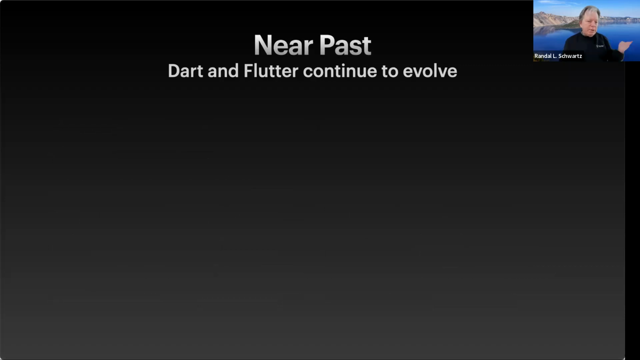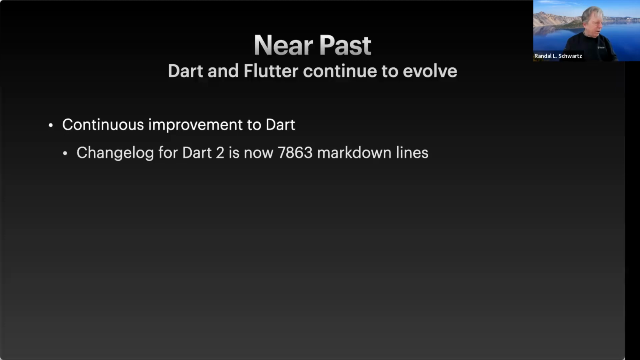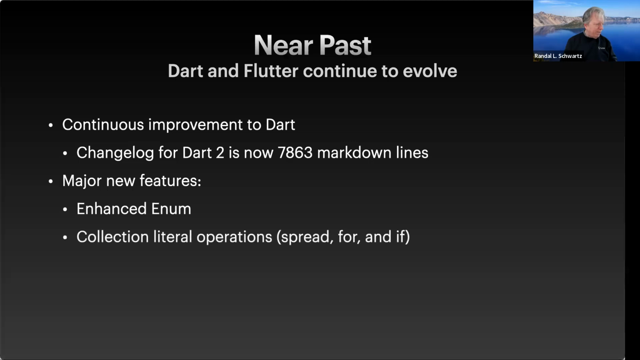So as Dart and Flutter continue to evolve, we keep seeing continuous improvement to Dart. And just as a metric, the changelog for Dart 2 now, I looked it up a couple days ago, so this might be wrong already, 7,800 lines of markdown for all the changes to all the different versions of Dart over time. And there have been some major new features. Enums have gotten a lot smarter. If you don't know what these are, sorry, I'm not teaching that part in this talk. It's too short for that.